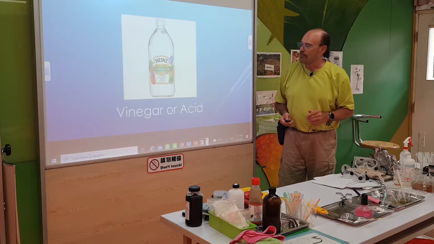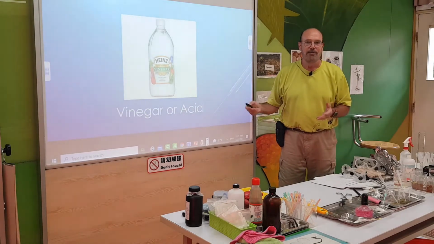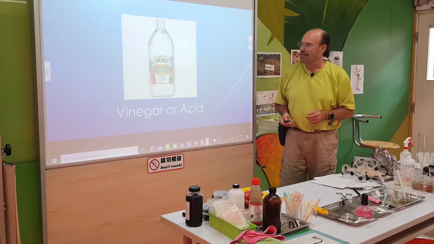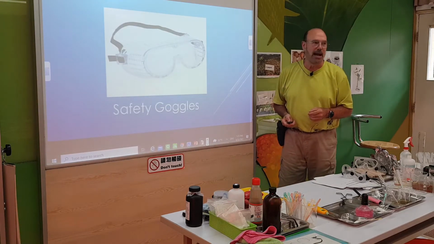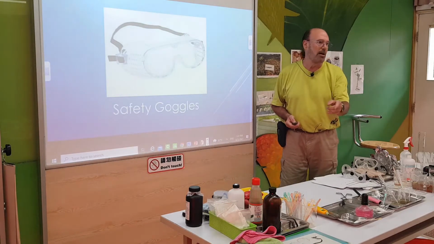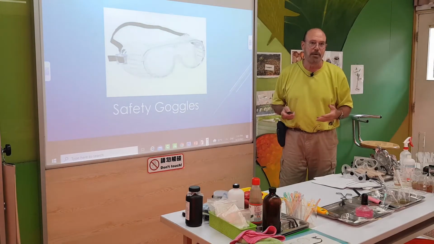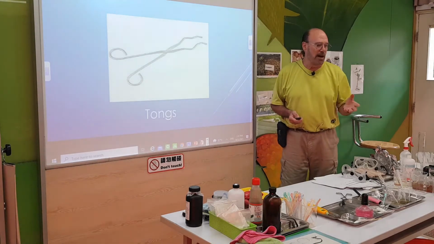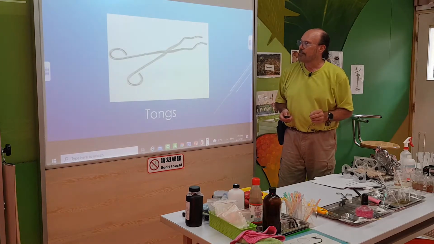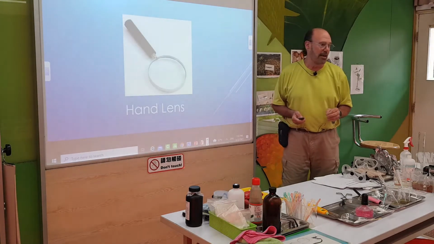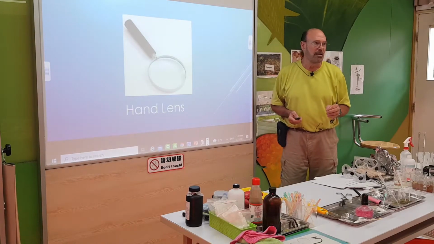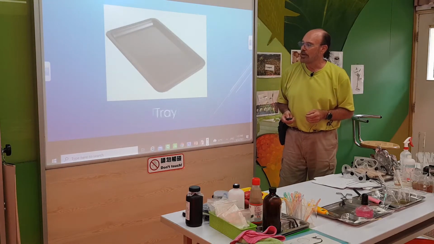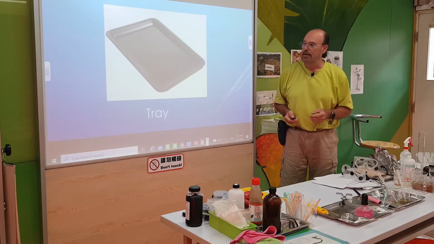And then we're going to use vinegar or acid. Vinegar is a mild acid, but any acid we could use. Vinegar is easy to get. And safety goggles are important for some parts, the fire part, because the heat can maybe cause some popping. And tongs for the fire. We don't want to use our hands. And hand lens. We're going to take a close look with a hand lens. Microscopes would be cool, but hand lens is going to work. And we're going to use a tray to do our work on.